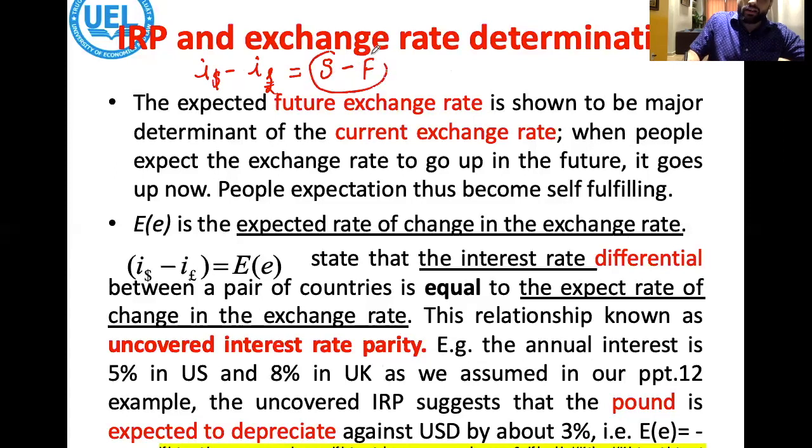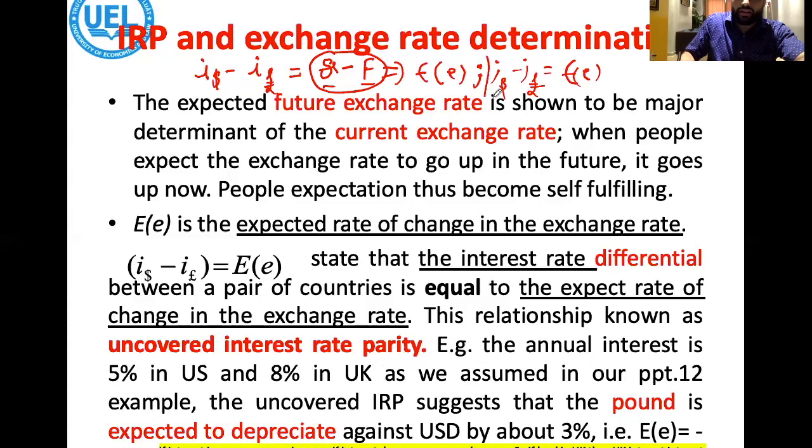But now what we learn is that the spot rate and forward rate are expectations of the currency movement. So the expectation of the future exchange rate will be equal to the expected spot rate. So instead of writing S minus F, I am writing expectation E. So what does it mean? I can write this equation as I dollar minus I pounds equals E. We can write it in such a way.